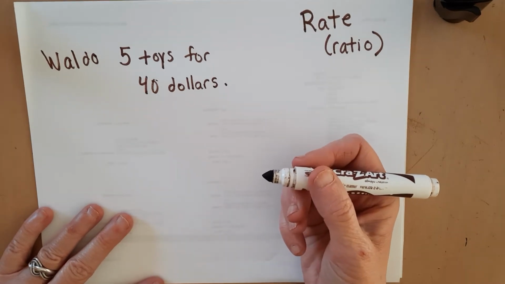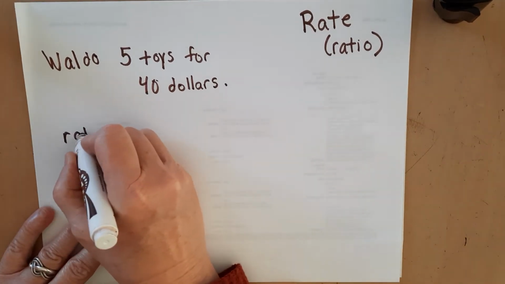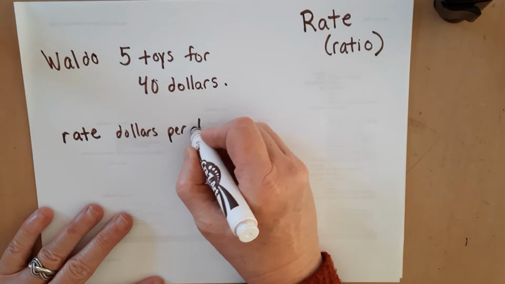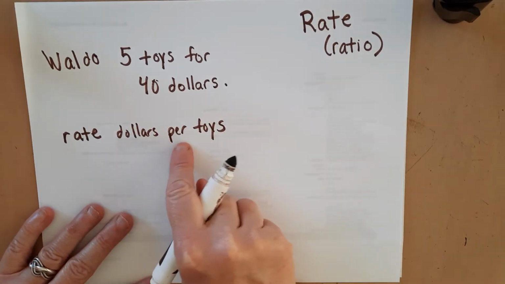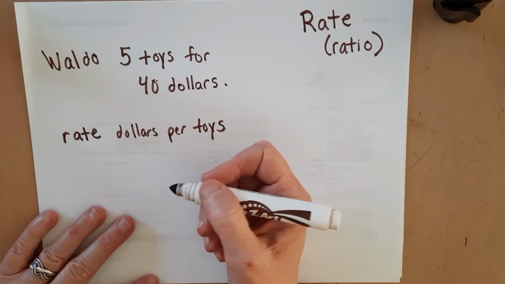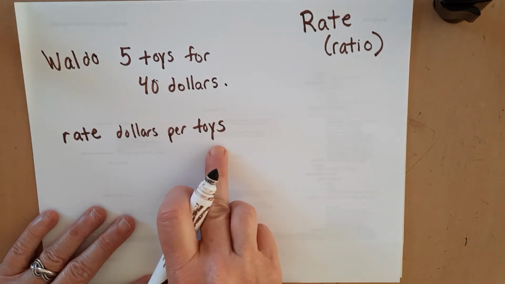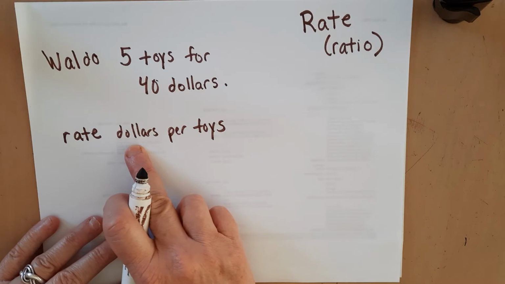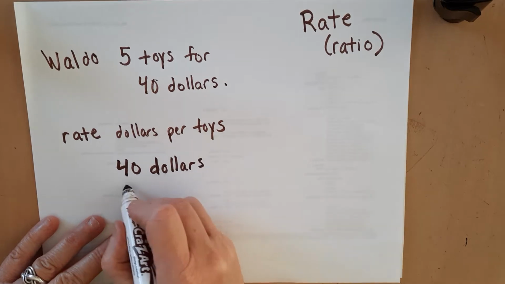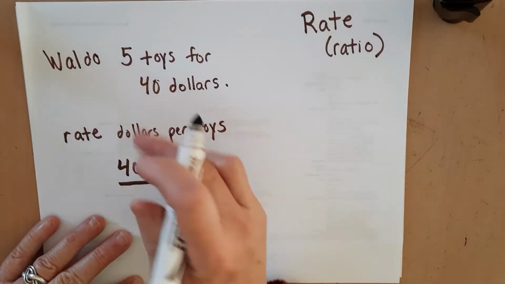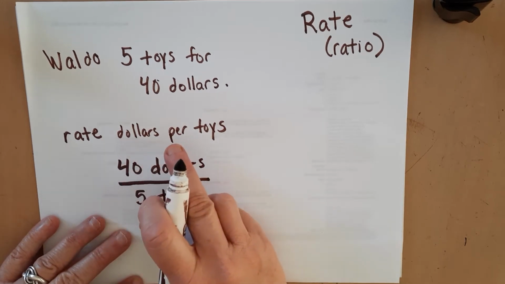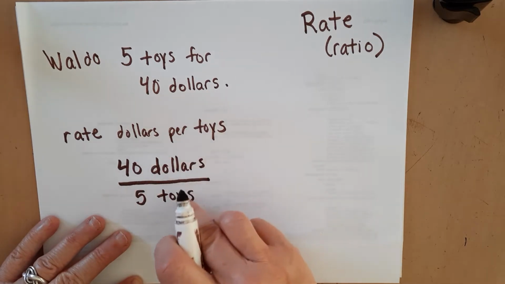Let's go back to the first one. We want to know the rate of dollars per toy. So if it's the rate of dollars per toy, then the first one that we come to is dollars. So we're going to put that as the numerator. A rate or ratio can often be written as a fraction. So if we're going to put dollars in the numerator, we have to put $40 per, which is this line, per 5 toys. And that would be the rate of all those toys with dollars per toy.